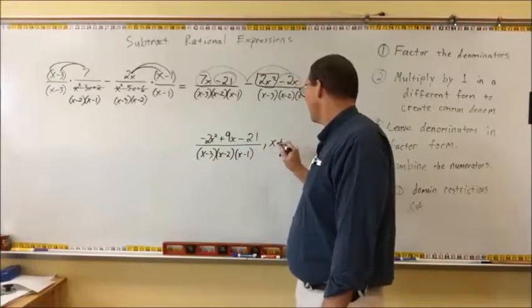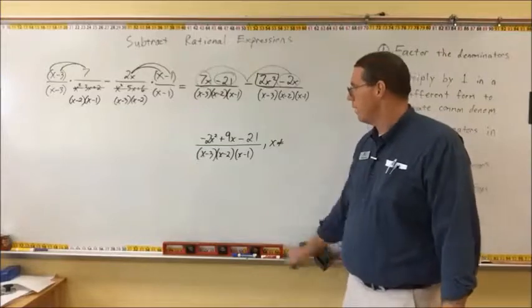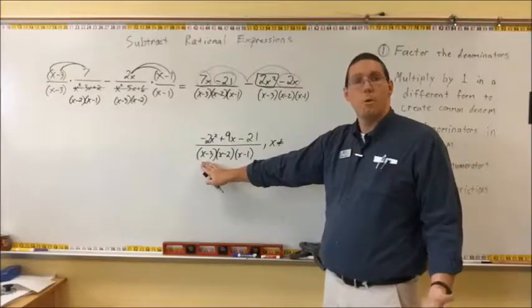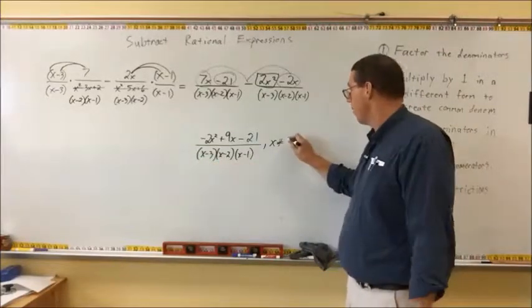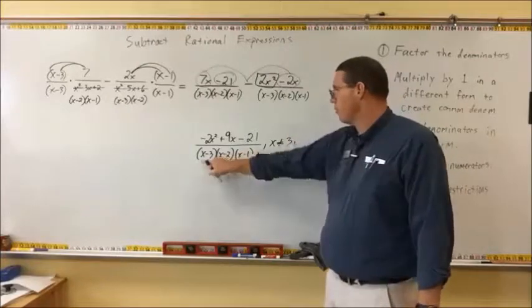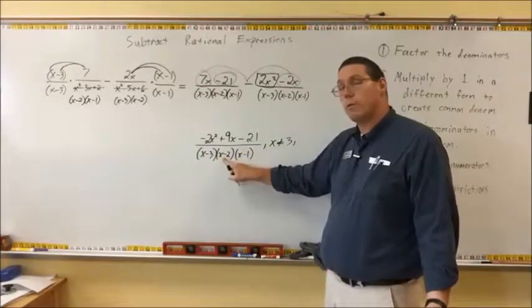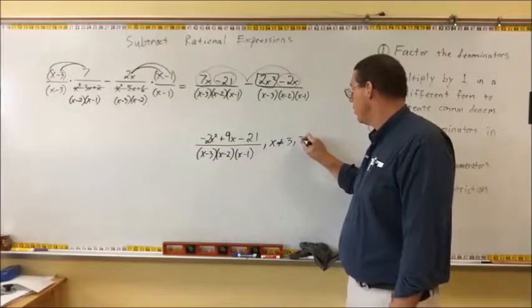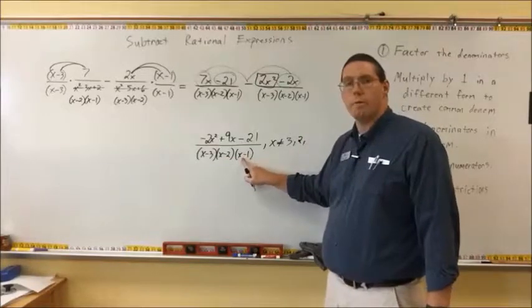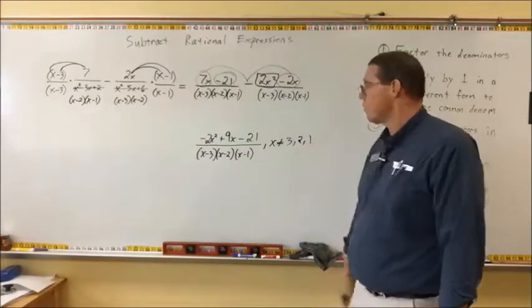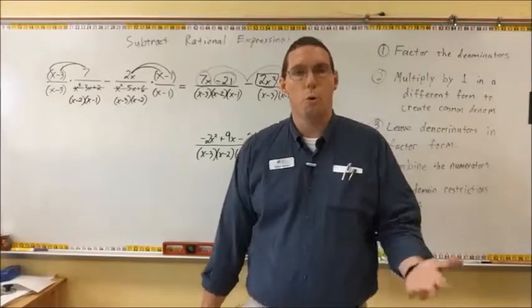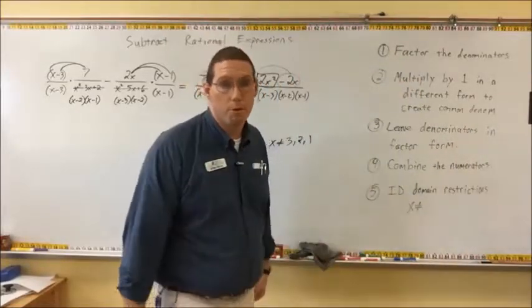And so now what can x not equal? Okay, what can x not equal here? Well, it can't equal 3, right? Because if it equaled 3, 3 minus 3 is 0. It also can't equal 2, because 2 minus 2 is 0, and it can't equal 1, because 1 minus 1 is 0. So x cannot equal 1, 2, or 3, or 3, 2, or 1. It doesn't matter what order you put them in.